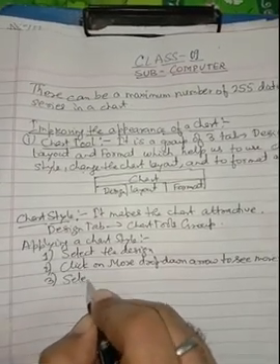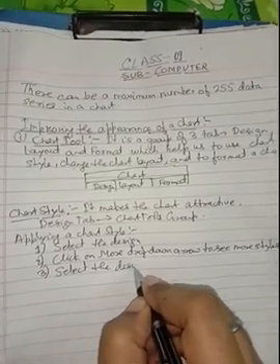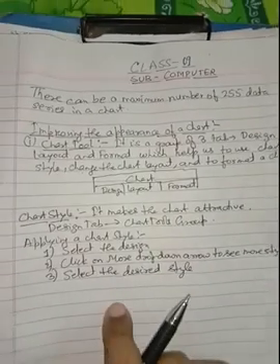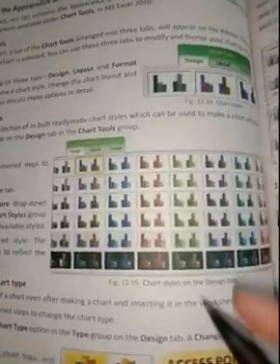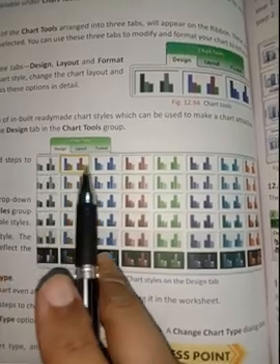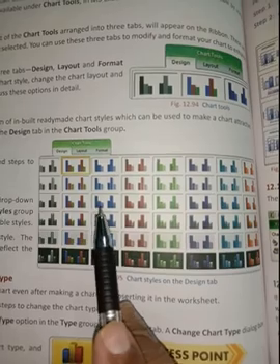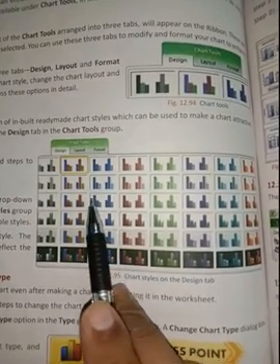Select the desired style, and the selected style will be applied to the chart. Look over here in the book, I am going to show you the different types of chart we have. You can select any of the charts. As soon as you left click here, your chart will be changed to the selected type. So these are the different types of chart that we have.